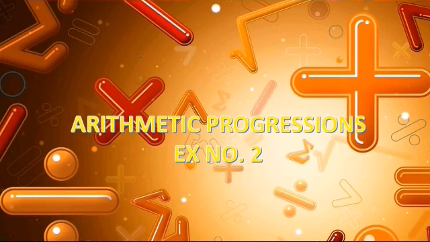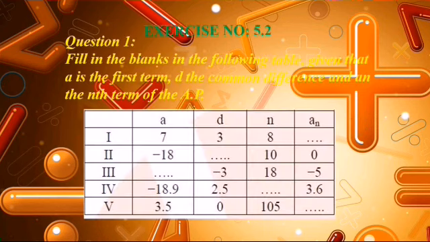I am going to solve the NCERT solutions. So let's start. Exercise number 5.2. The first question: fill in the blanks in the following table, given that a is the first term, d is the common difference, and an is the nth term of the AP. Now here we need to solve for the left out spaces in the blanks.